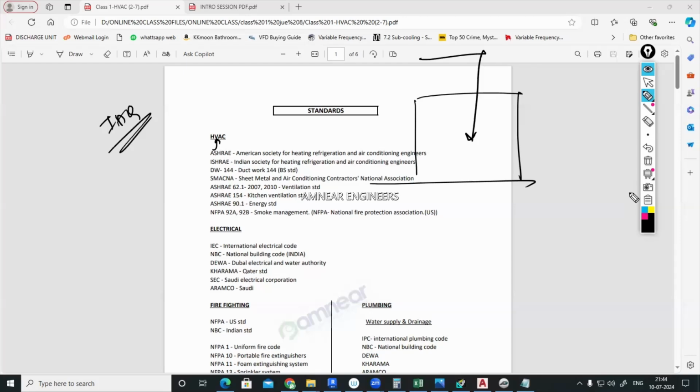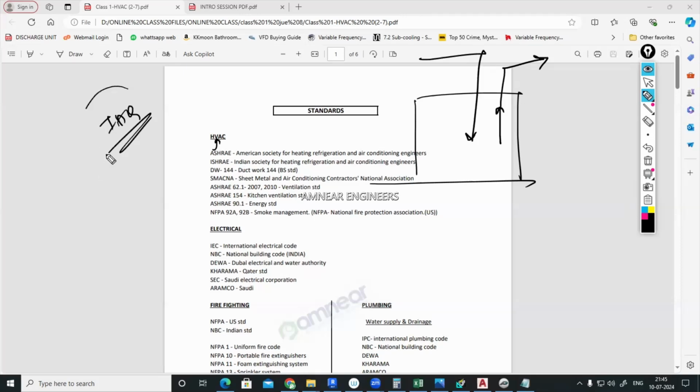At the same time, from the toilet area, kitchen area, and all those spaces, the air should not be circulated to the surrounding regions. So from kitchen areas and toilet areas, we have to take that air and expel it to the atmosphere. That is called an exhaust system or extract system.